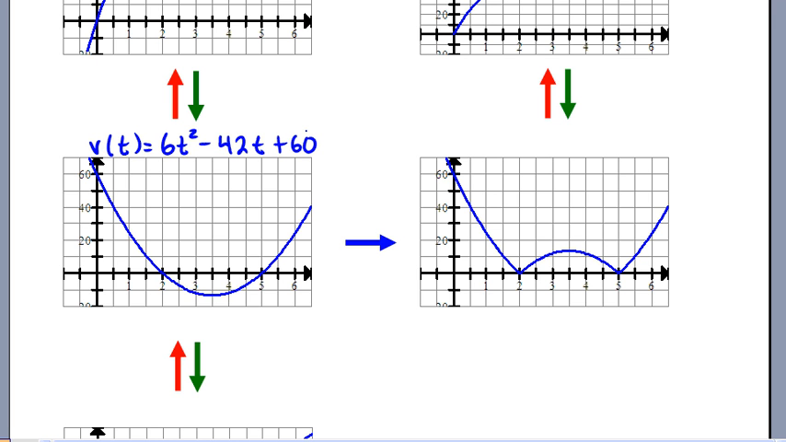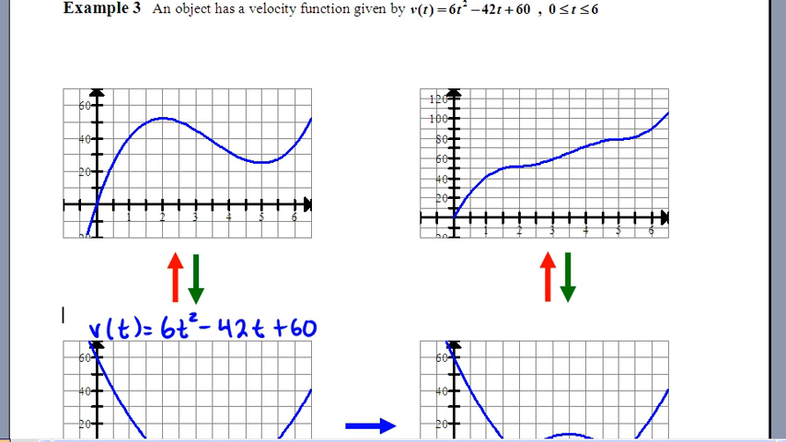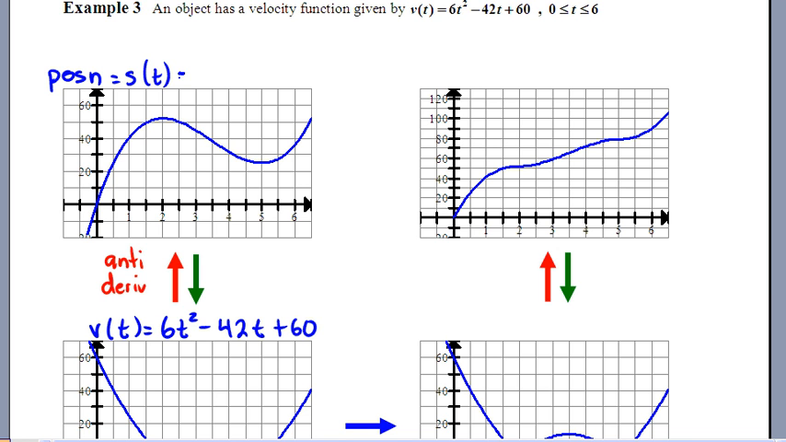Now, how do you move around from one graph to the next? Well, there are some options. If you want to go back up the page and get to position, which is what's going on up here, this is S of t. To get there, you'll have to do an antiderivative. So in this case, you'd be saying, okay, I have to do an antiderivative of this story down here. And so if you do that, well, it's going to be something like t cubed.